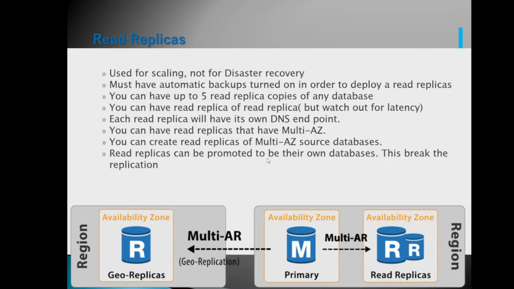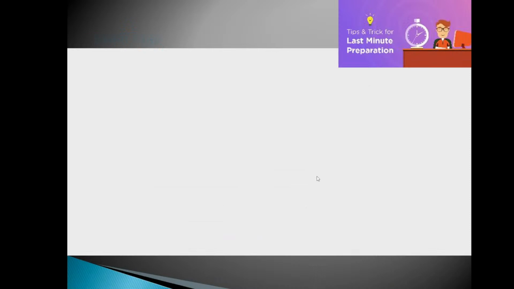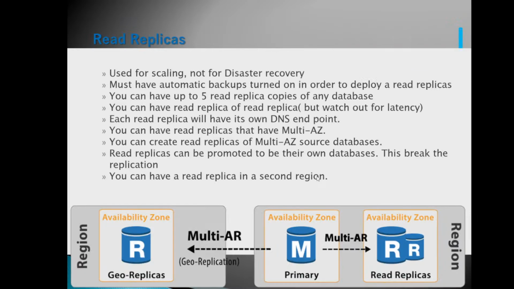A read replica can be promoted to its own database. This breaks the replication, which I'm going to explain in some time. You can have a read replica in the same region, in a second region, or in a different region altogether. Now, what does it mean to promote a read replica? What does that mean?